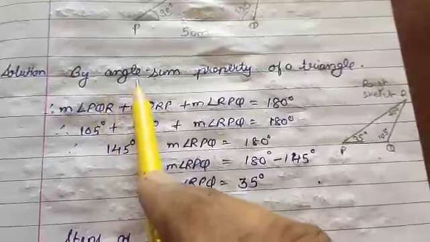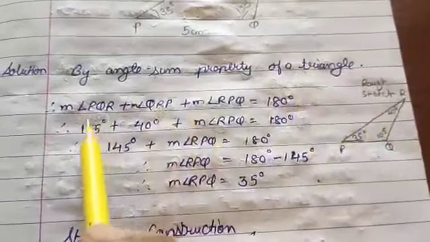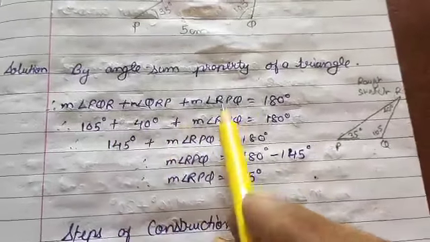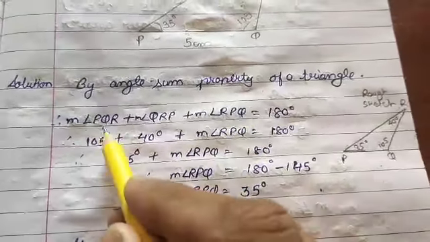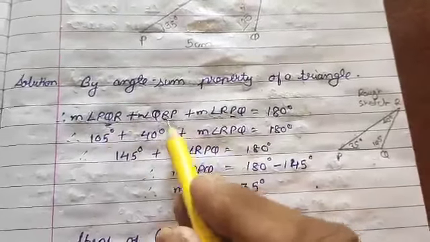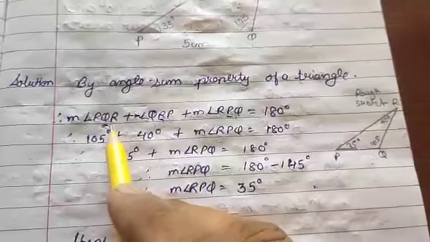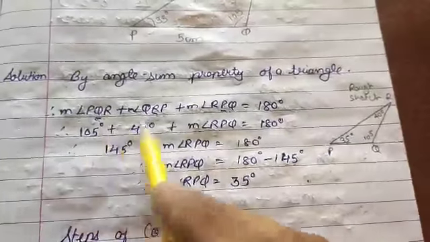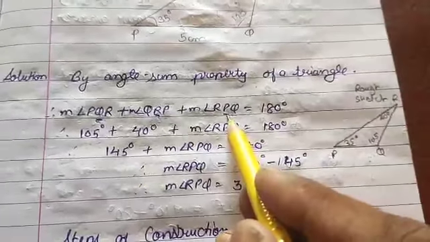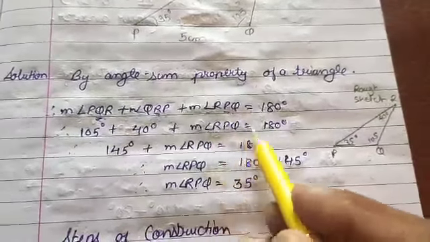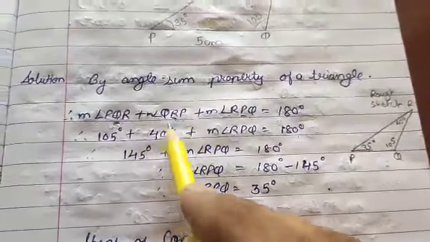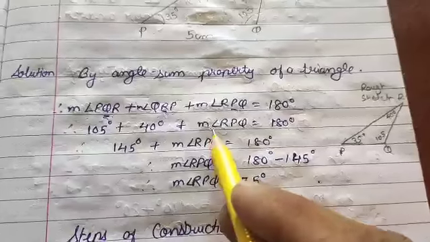So write down, by angle sum property of a triangle, measure angle PQR plus measure angle QRP plus measure angle RPQ. In each angle you just observe the center one. Here it is Q, here it is R, here it is P. So measure angle Q which is given in the question is 105 degree, measure angle R which is given in the question is 40 degree, and measure angle P we are finding. So write down measure angle RPQ as it is equals to 180 degree. Always the sum of the measures of all the angles of a triangle is 180 degree.